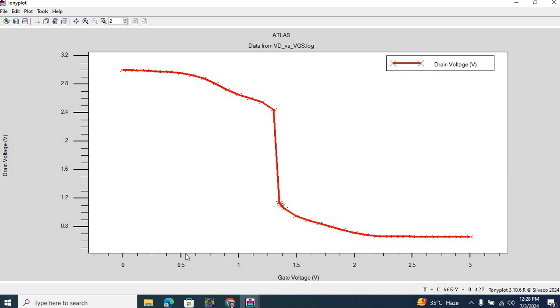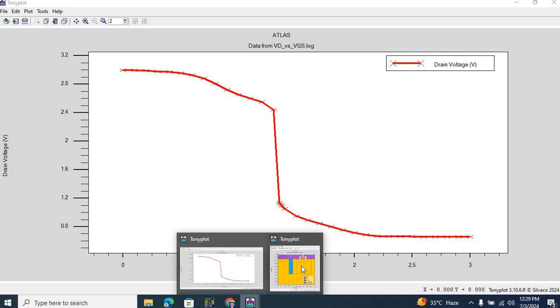As we know, we started from a high drain voltage. So when the gate voltage is low, the drain voltage is high. When we kept increasing the gate voltage, the drain voltage transitioned from high to low, and that is the basic functionality of the CMOS inverter.